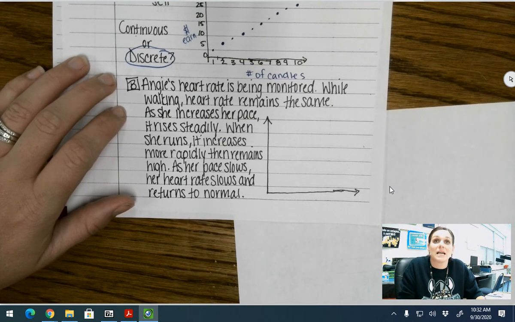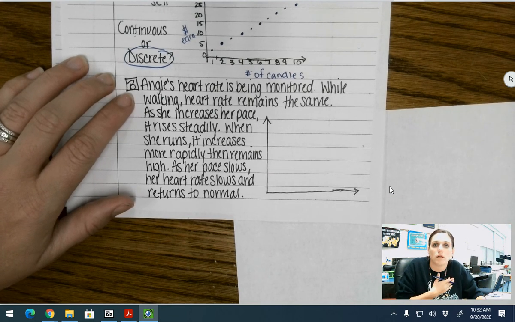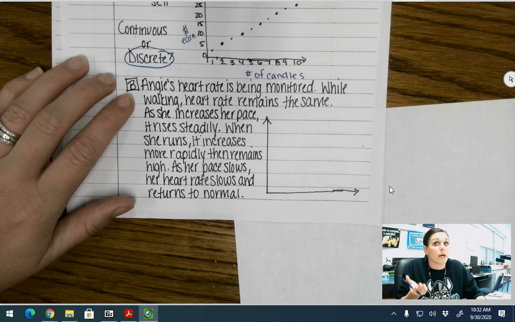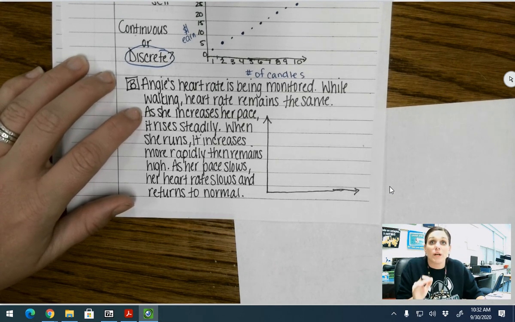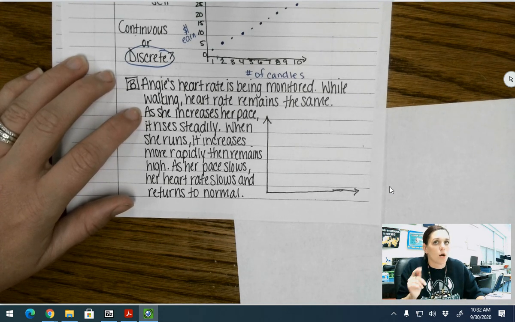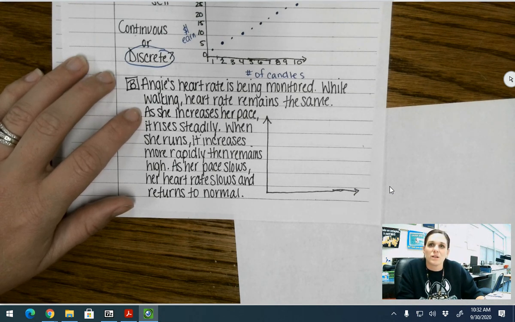Okay, so it says, Angie's heart rate is being monitored. While walking, her heart rate remains the same. As she increases her pace, it rises steadily. And when she runs, it increases more rapidly and then remains high. As her pace slows, her heart rate slows and returns to normal. So go ahead and graph that picture.